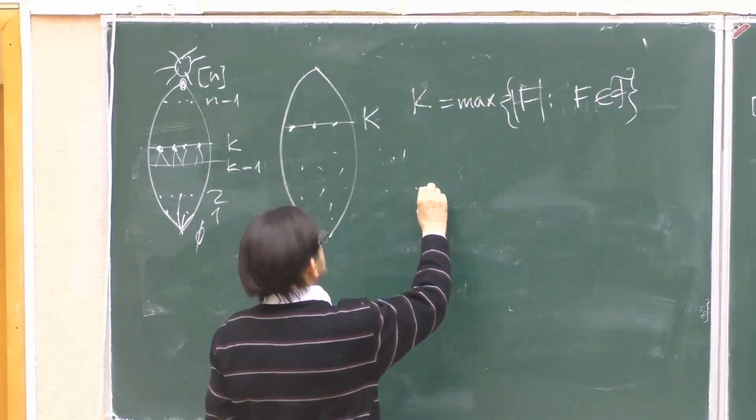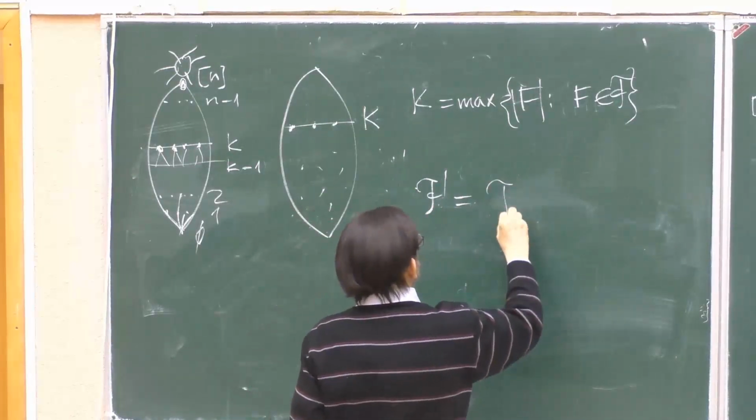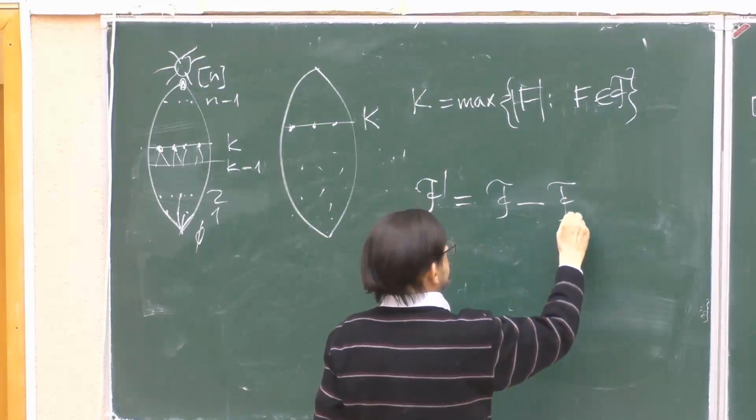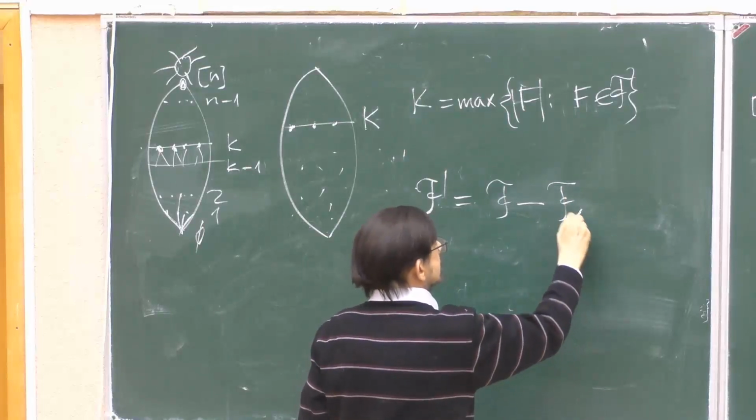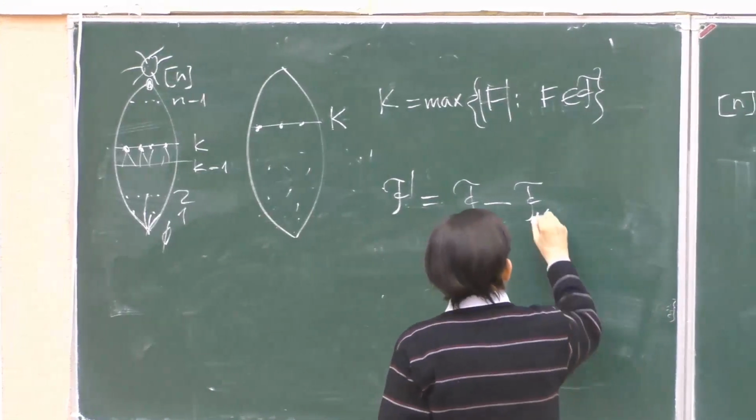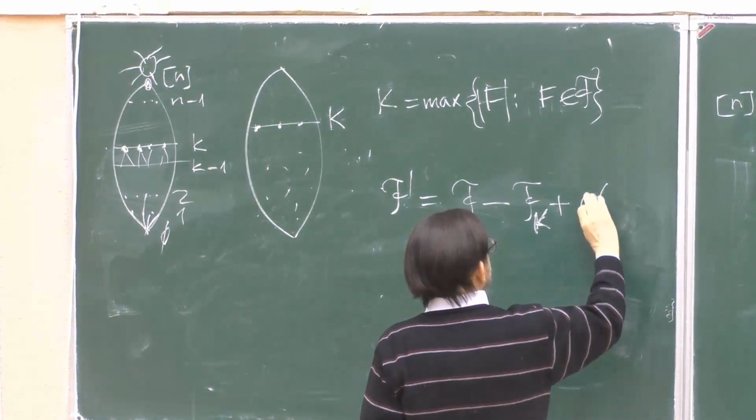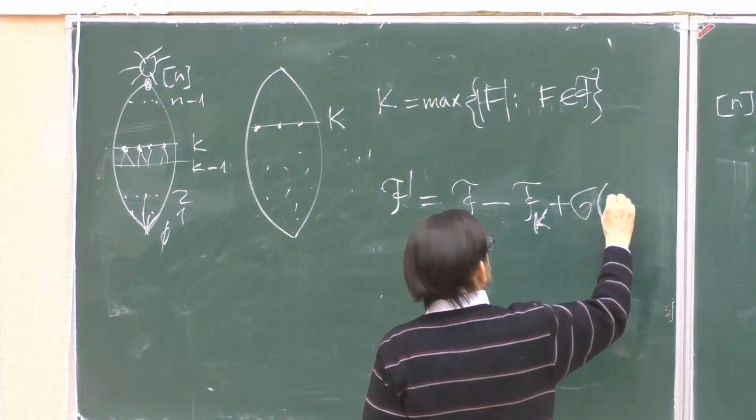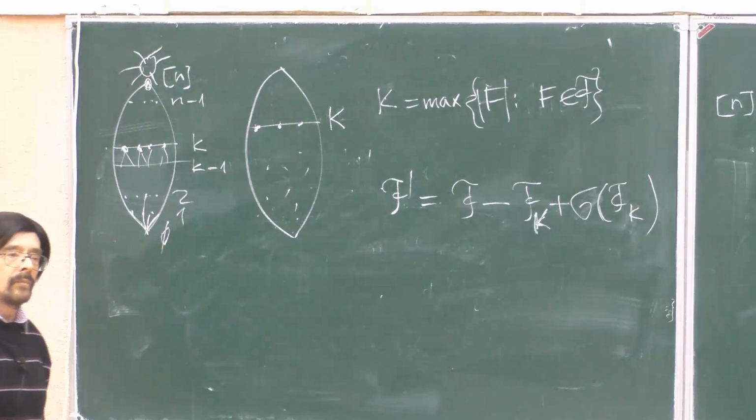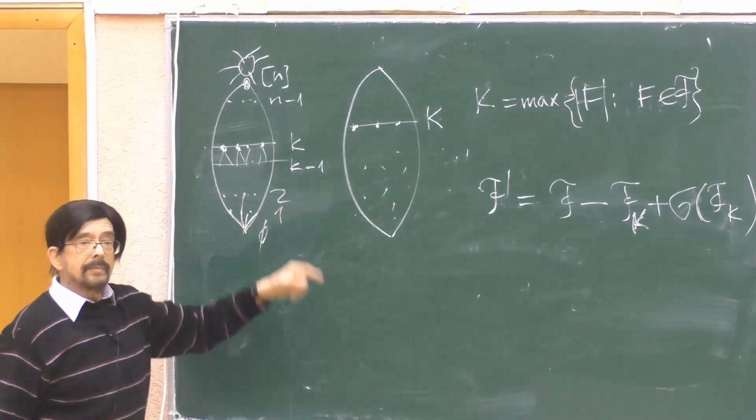So take a new family, F prime, take out the k element sets. This is capital K, this was lowercase k, and add the shadow. So we delete this one and we add all the shadow members.